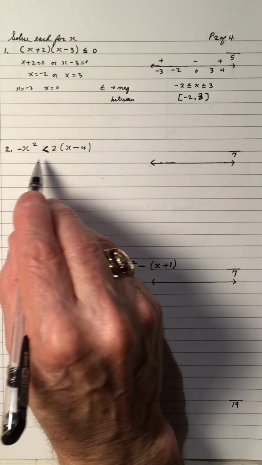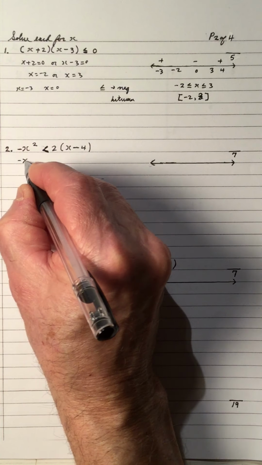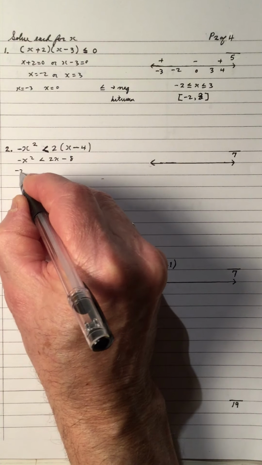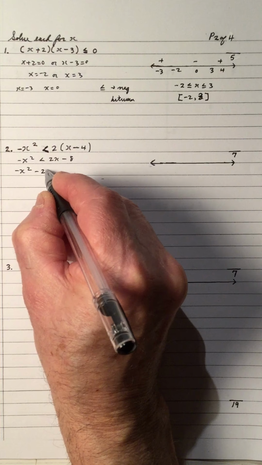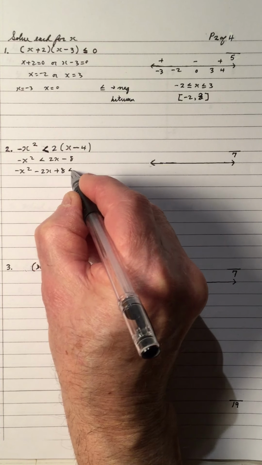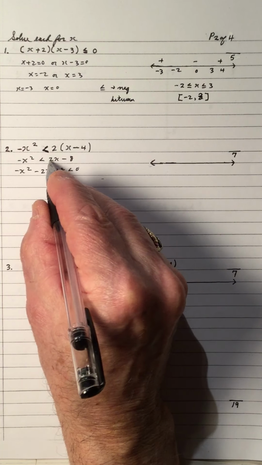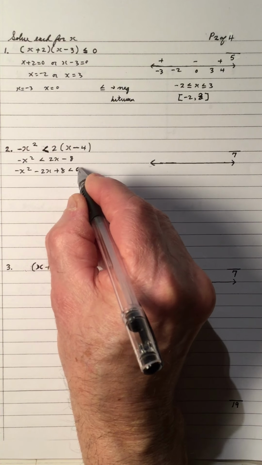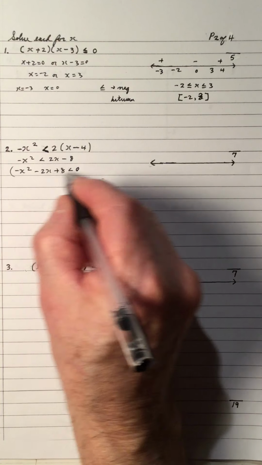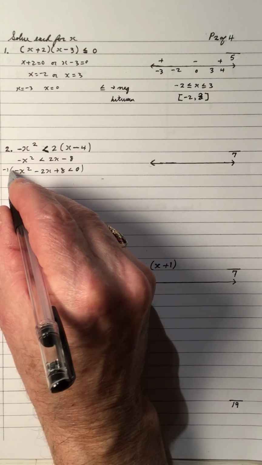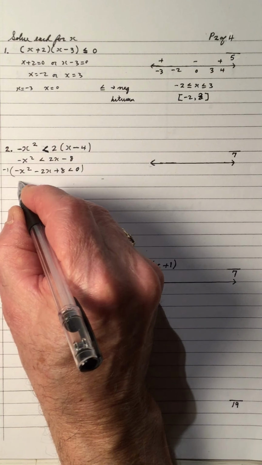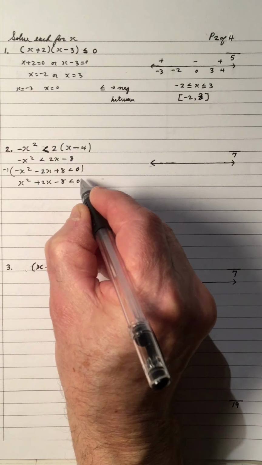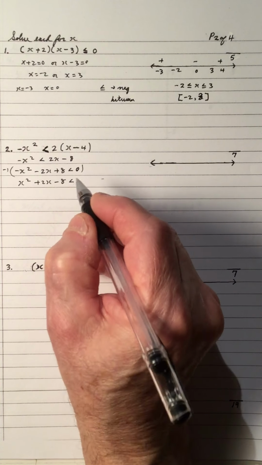Number 2, we have to simplify the expression. So negative x squared less than 2x minus 8 becomes negative x squared minus 2x plus 8 less than 0. Because these two terms move to the left, it made a minus and a plus, and a 0 remains. Now I'll multiply by negative 1, because I do not want a leading coefficient that is negative, so it's x squared plus 2x minus 8 less than 0. Negative 1 times 0 is 0.